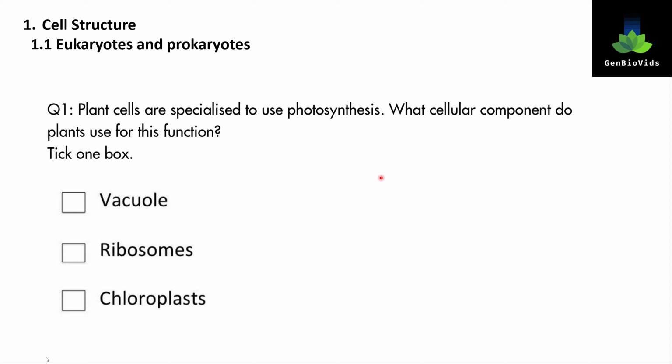This is an example of a simple 1-mark question, and it reads, plants are specialised to use photosynthesis. What cellular component do plants use for this function? So you should be able to answer this question now, and obviously it is the chloroplast. So let's look at another.